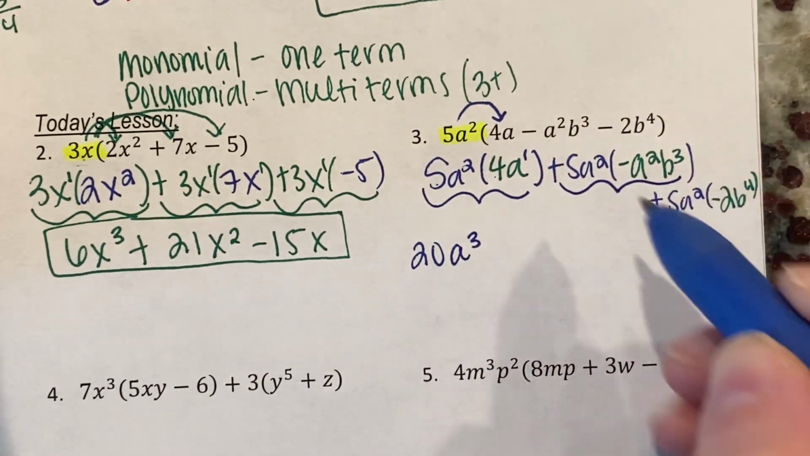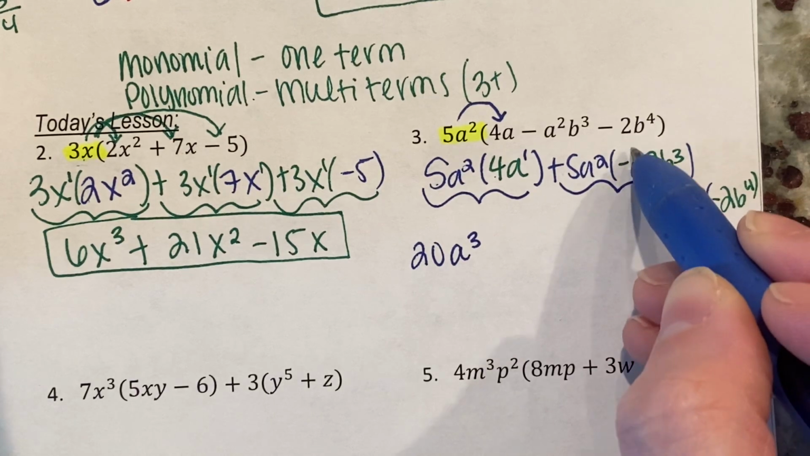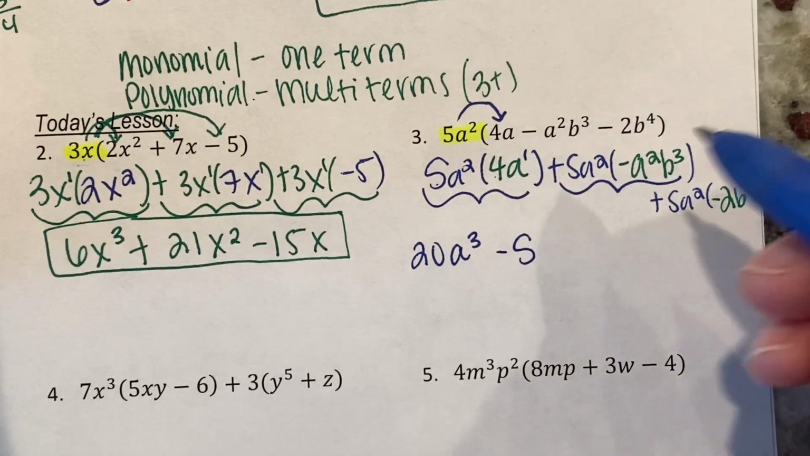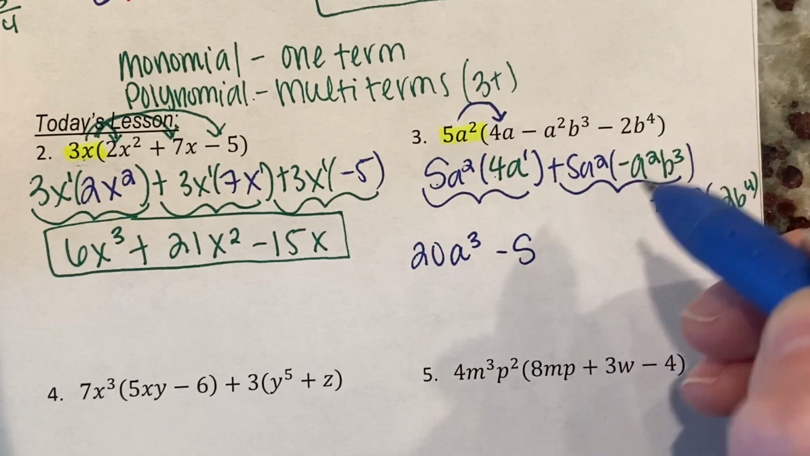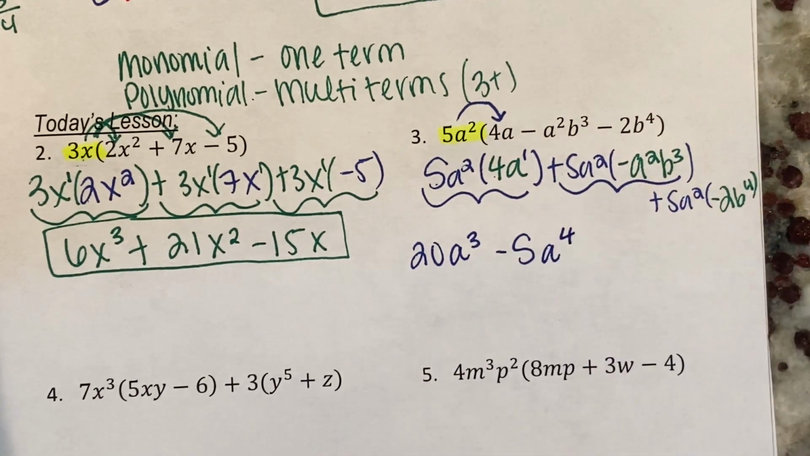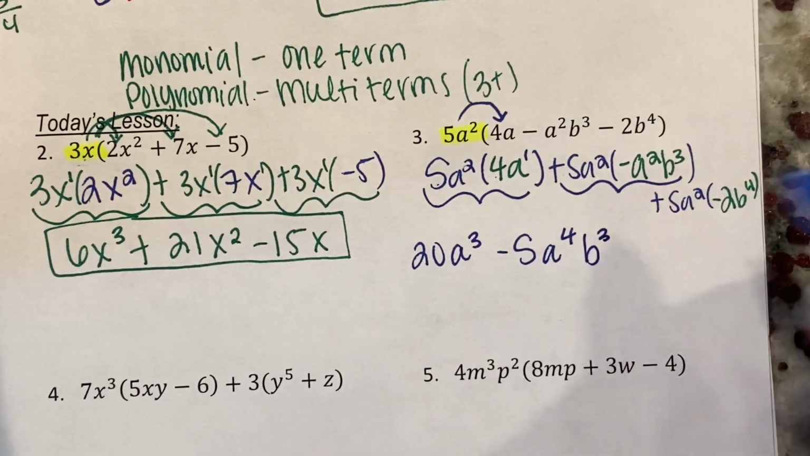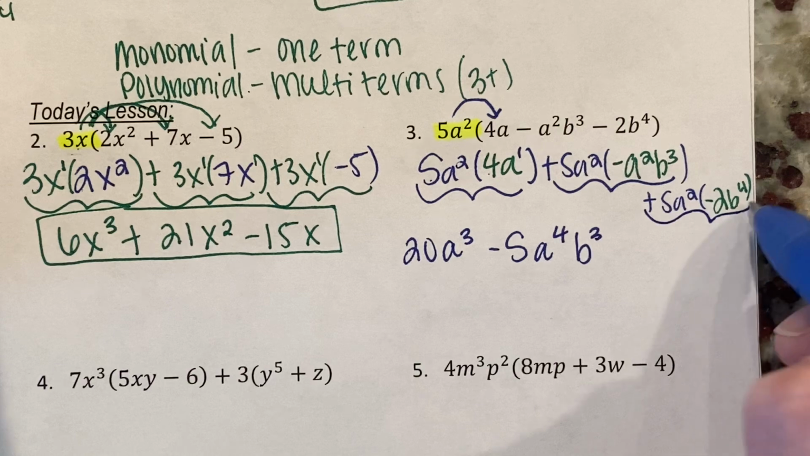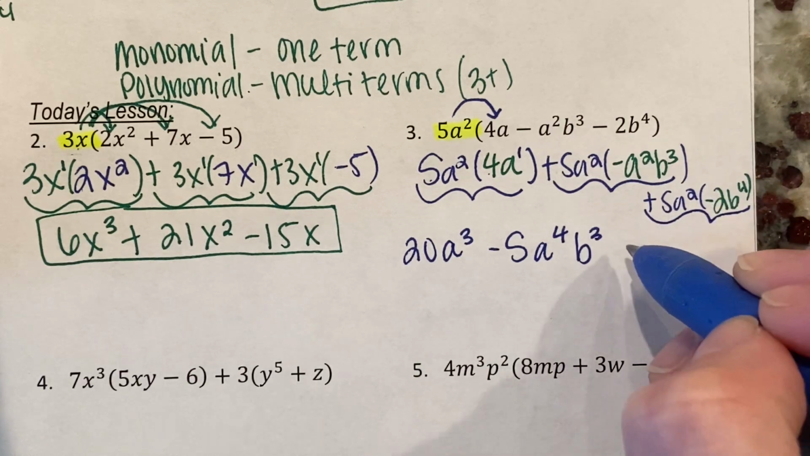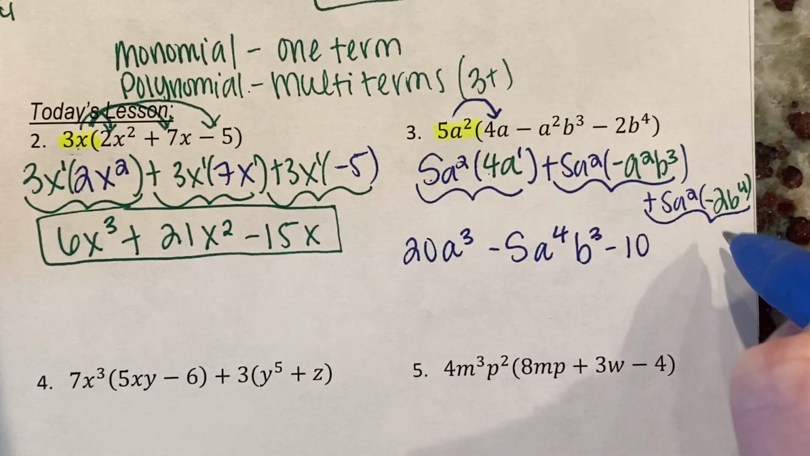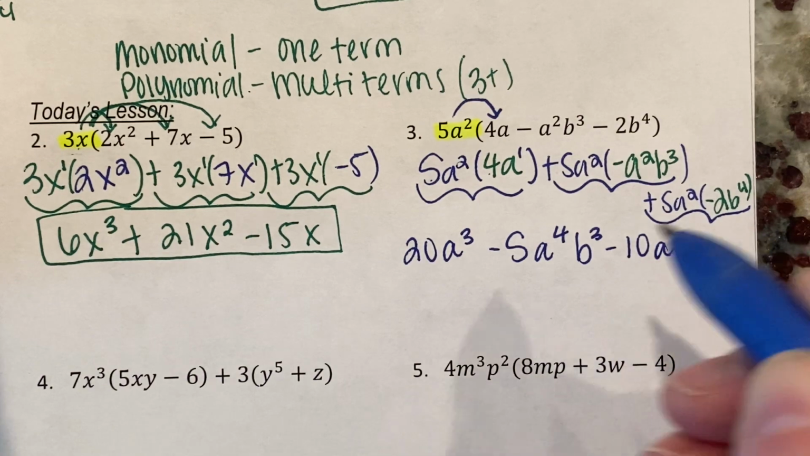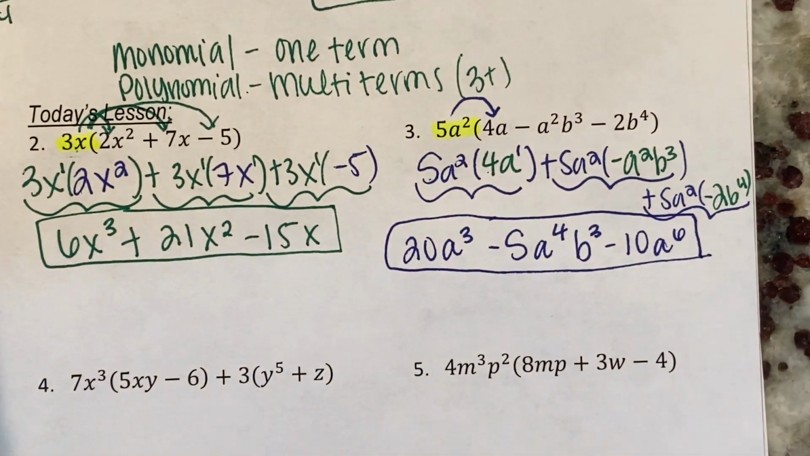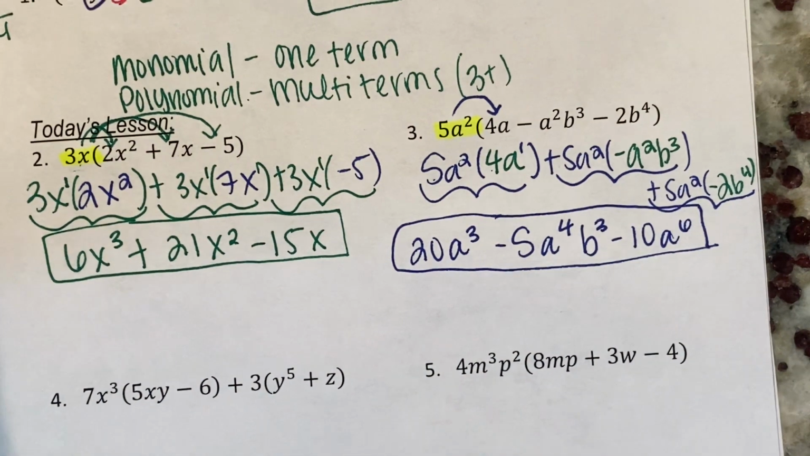And then we multiply here. This is a negative 1. So I have 5 times negative 1. That changes that to a negative 5. I have 2 a's and 2 a's, so I have 4 a's altogether. And then I just bring down that b to the 3rd because I don't have anything to add to it. In our last term, we have 5 times negative 2. That's negative 10. And then I have 6 a's total. I can't combine anything because they're not like terms, so that would be my final answer.